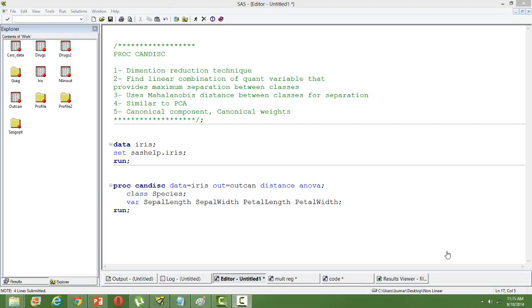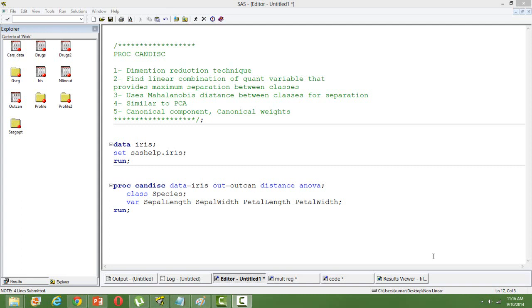It's a technique that is used in a dataset where you have some classification. It uses the Mahalanobis distance between the classes for separating the classes, and the technique is very much similar to principal component analysis, wherein also we get a combination of variables to get the composite variables, which are used in place of the original variables. So finally what we get is the canonical components and the canonical weights. Canonical components can be used for further modeling exercises.